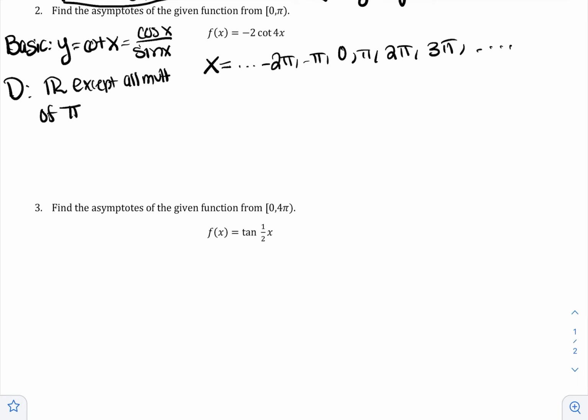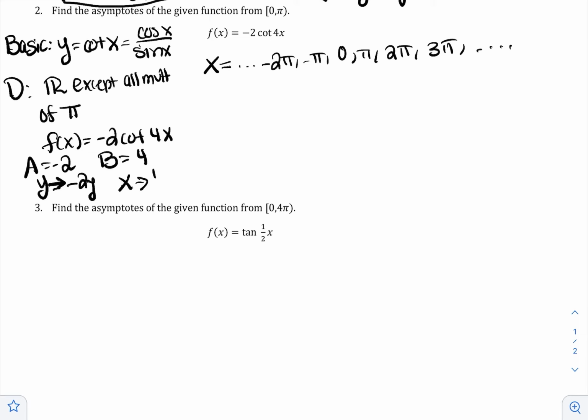And then we look at the function. I'll write it down here. I have f of x equals negative 2 cotangent of 4x. A is negative 2. B is 4. So I would multiply my y's by negative 2, and I will multiply my x's by 1/4. That would be a vertical stretch and reflection and a horizontal shrink. But, like we discussed before, only the horizontal one affects the vertical asymptotes. So what I'm going to do is multiply my x's by 1/4.